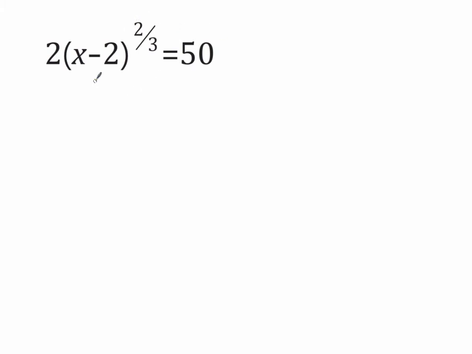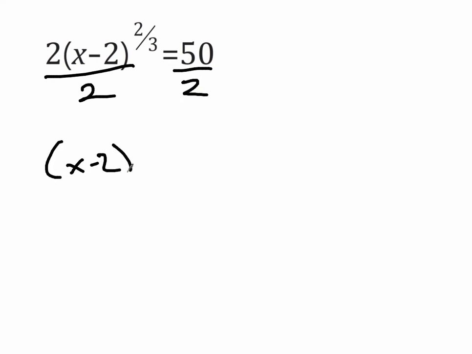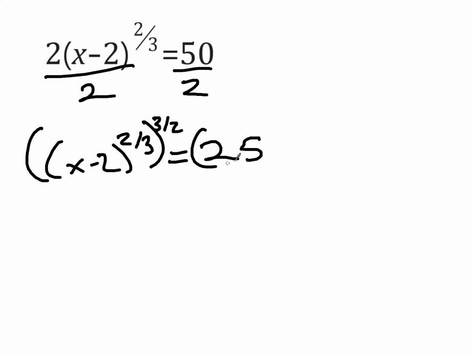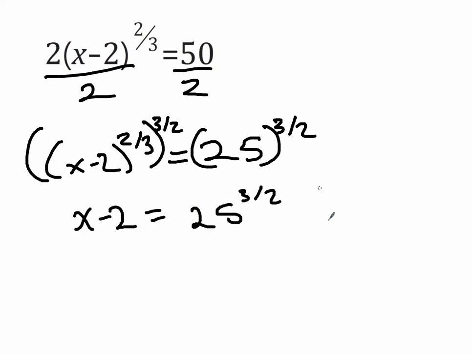And I'll show you that in this example. So the first step is the same. We're going to divide by 2 again. We have x minus 2 to the 2/3 is equal to 25. Now the other way that you could do this problem is you could raise both sides of this equation to 3 over 2. Doing that, when you multiply these two exponents together, they go away and you get 1. And you have x minus 2 is equal to 25 raised to the 3/2.